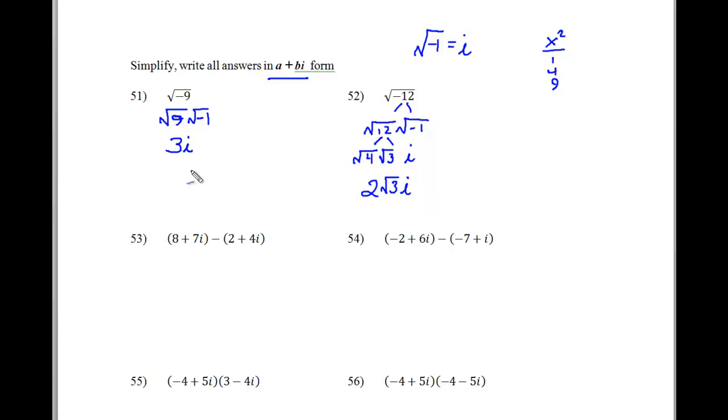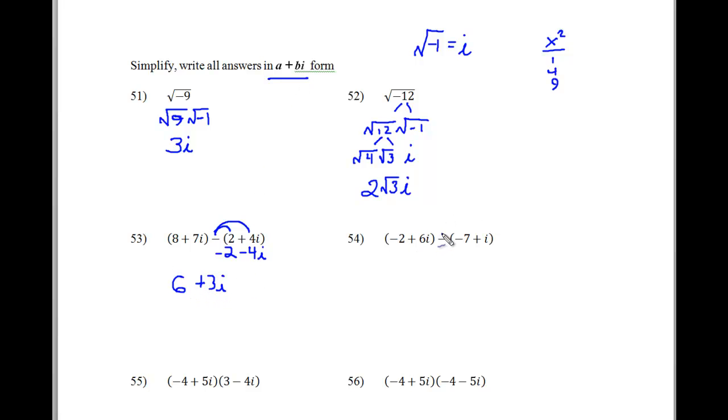Looking at problem number 53, since we're subtracting these two items, we have to make sure we distribute the negative, since that is going to then become minus 2 minus 4i. And so we go 8 minus 2, which is 6, and 7 minus 4 is positive 3i. And there's the format of a plus bi.